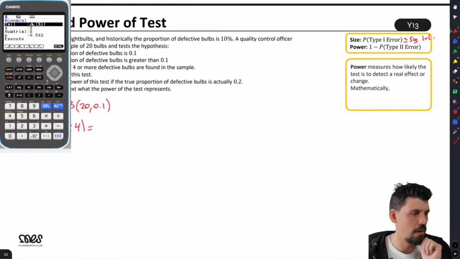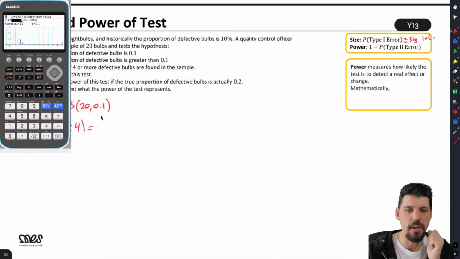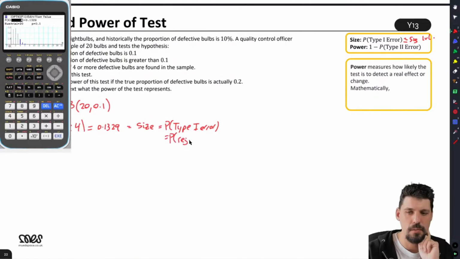So let's go here. We want a right-hand tail. We want bigger than or equal to 4. N is 20, P is 0.1. So 13.29. All right, so that is my size, and it is the probability of a type 1 error, i.e. the probability of rejecting H0.